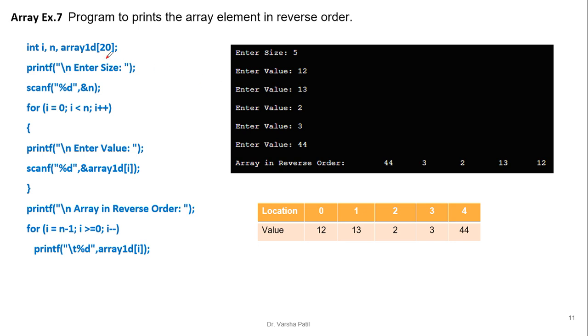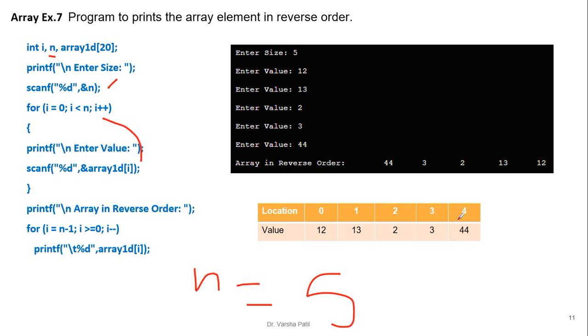Now the next program is a program to print the array elements in reverse order. Here, for example, n is there, so we are accepting the elements up to n. For example, if n is 5, we have accepted 5 elements. Their locations are 0, 1, 2, 3, 4. Now we want to print the reverse.